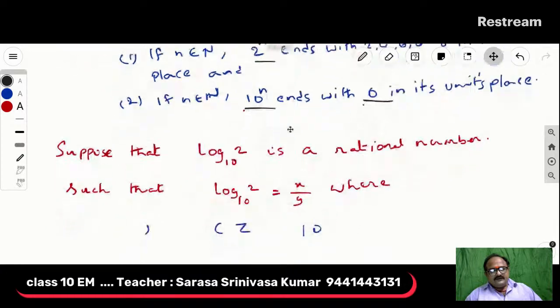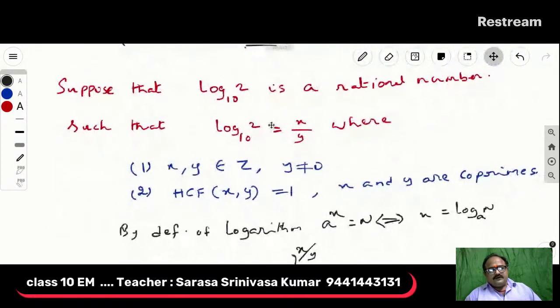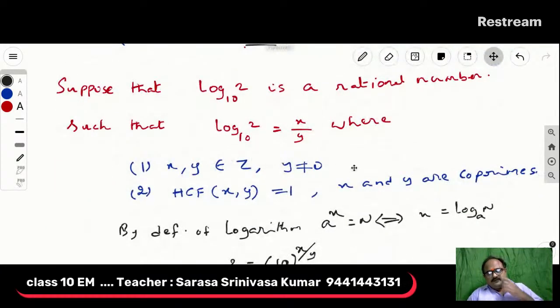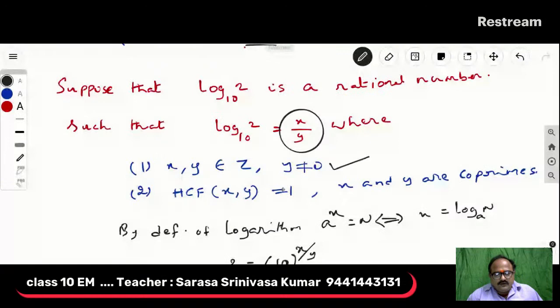Now let us consider the proof part. Suppose that log 2 base 10 is a rational number. If log 2 base 10 is a rational number, then we can express it in the form of x by y, where x and y are integers and y is not equal to 0, and the highest common factor of x and y equals 1.